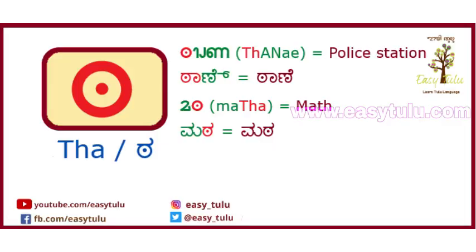Next one is Tha. This is the aspirated Tha sound. Examples: Thane. Thane means police station. Also Thane in Kannada. Matha. Matha means mutt. Also matha in Kannada. Let us see how it is written. Tha.